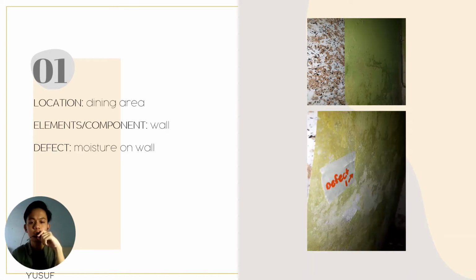Hi, Assalamualaikum. My name is Muhammad Yusuf bin Azhar and I'm going to explain to you the first 5 defects of the building. So the first defect is located in the dining area and the element is the wall. The defect is moisture. There is moisture on the wall. Possible causes may be due to broken pipelines in the concrete wall, moisture being absorbed from the ground, or rainwater getting through the walls or roof.